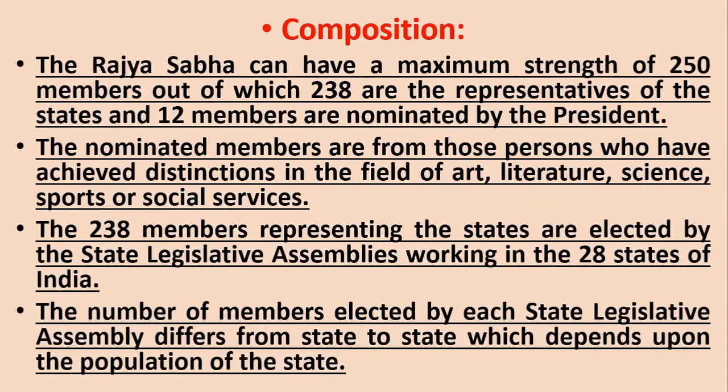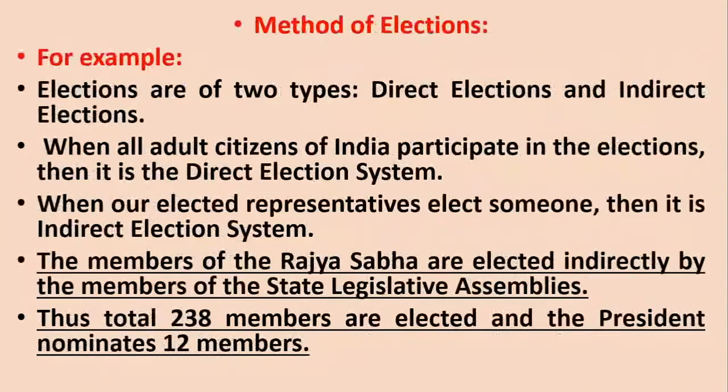The 238 members representing the states are elected by the state legislative assemblies working in the 28 states of India. The number of the members elected by each state legislative assembly differs from state to state, which depends upon the population of the state. Yes, students, already in example, I have discussed with you, Punjab sends 7 members and Uttar Pradesh sends 31 members and many states send only one member. So it depends upon the population of the state.